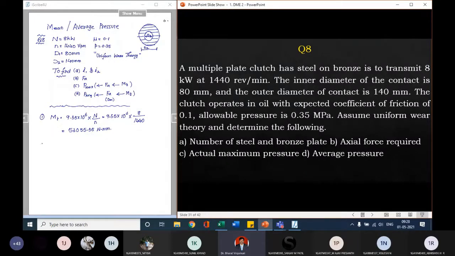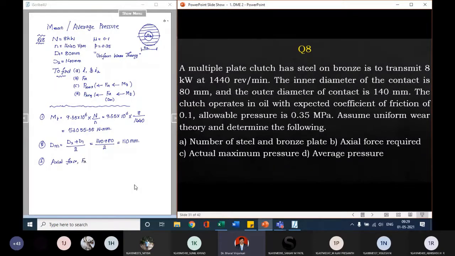Next, step number 2. You have DM directly, the mean diameter, D2 plus D1 by 2, because for uniform wear theory the formula is simple. So 140 plus 80 by 2, how much? 110 mm. We got 110 mm. Once we got this, what will be the next step? Axial load.